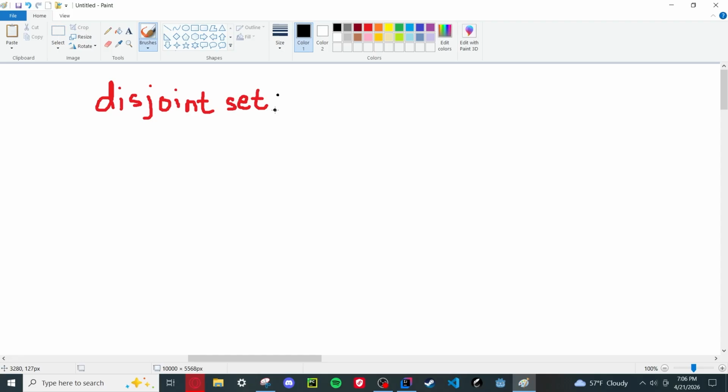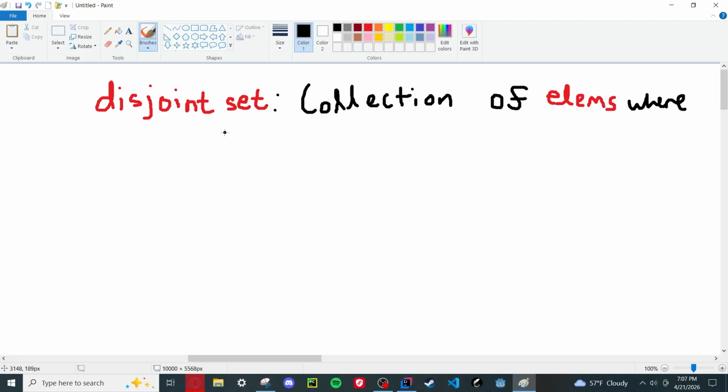But a disjoint set, according to at least my definition, is a collection of elements where each element is their own set.